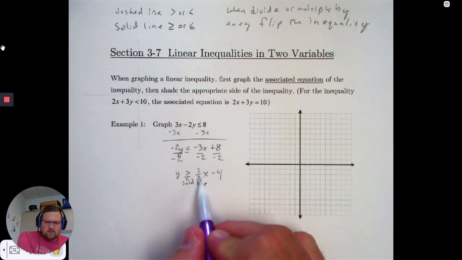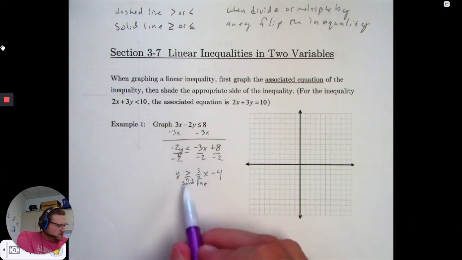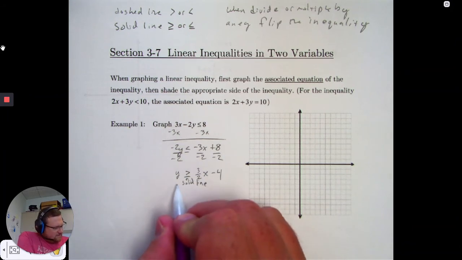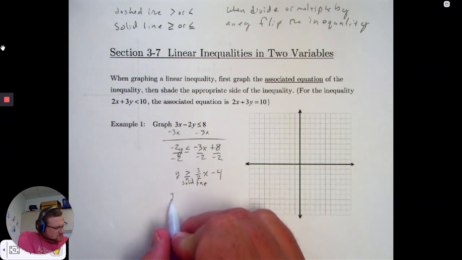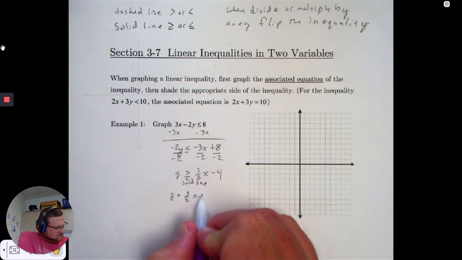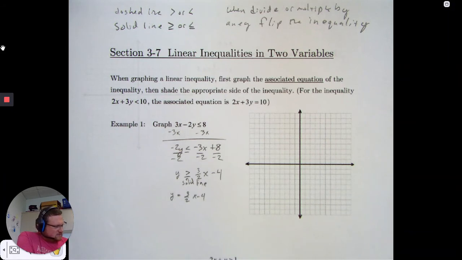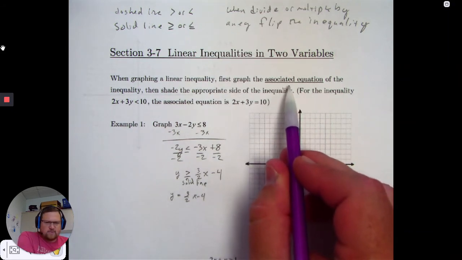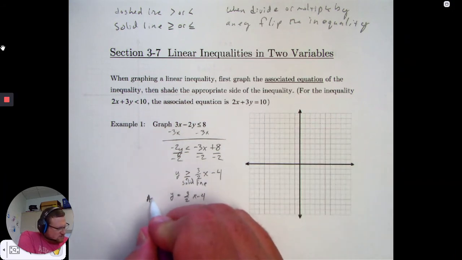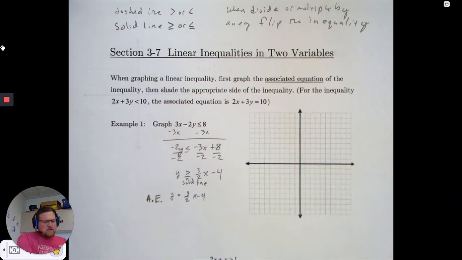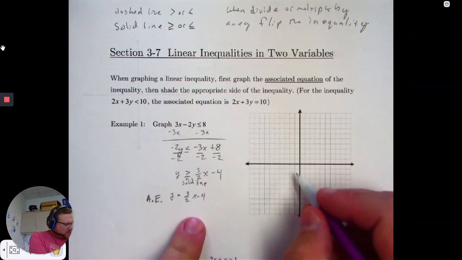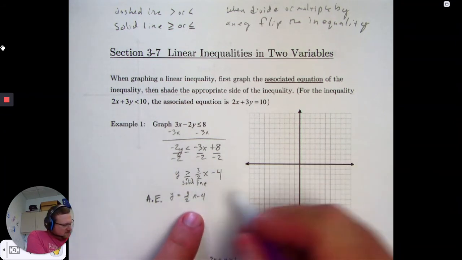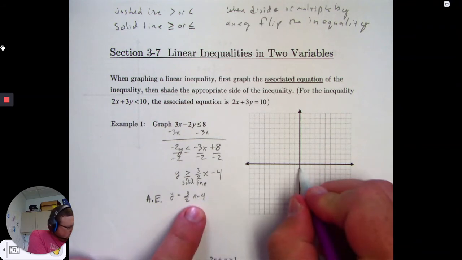So now we need to graph this line. When we go to graph it, we're going to treat it as though this is y equals 3/2 x minus 4. This is known as the associated equation, which you can see right up here. So just like in the past, we can use the same principles that we used before to graph these. So I'm going to put a couple points on my graph, and then I'll graph it from there. So my y-intercept is at negative 4, so 1, 2, 3, negative 4.